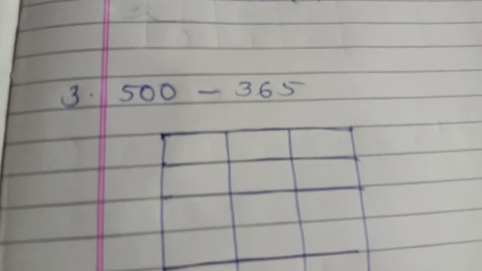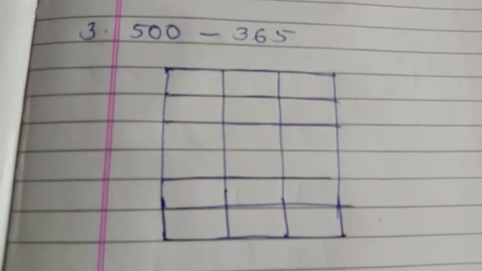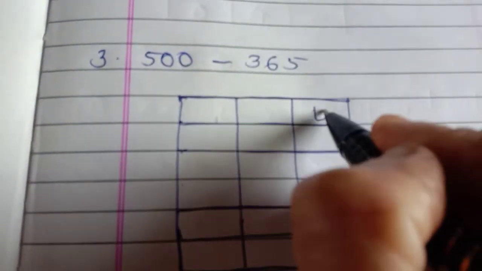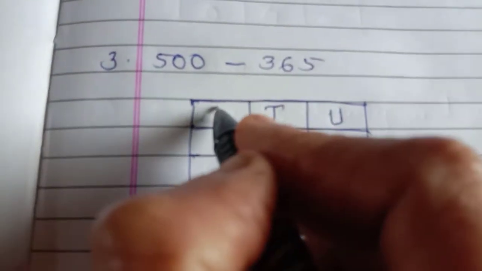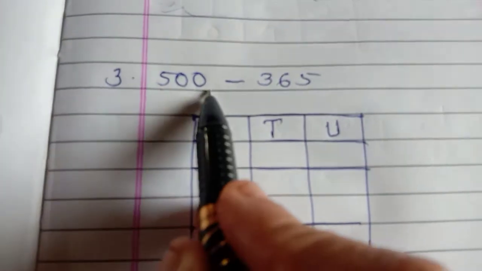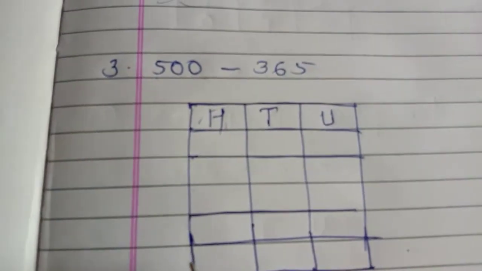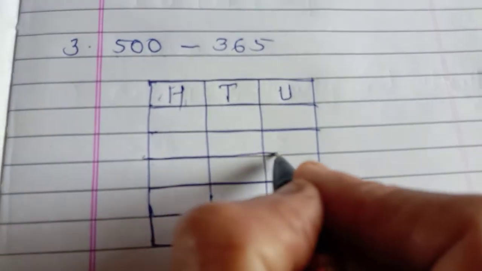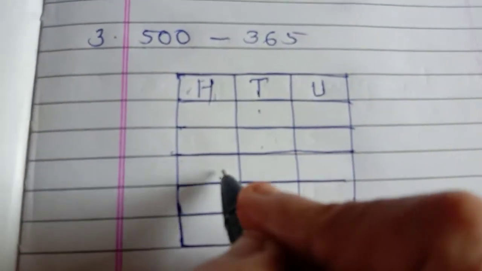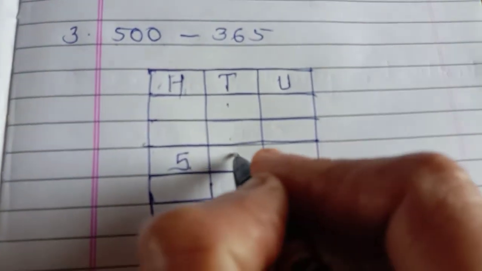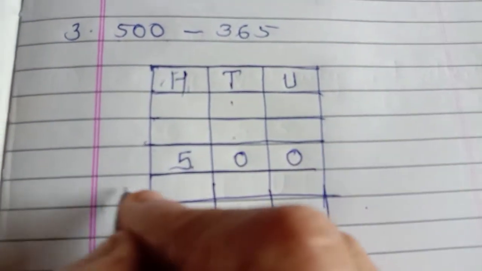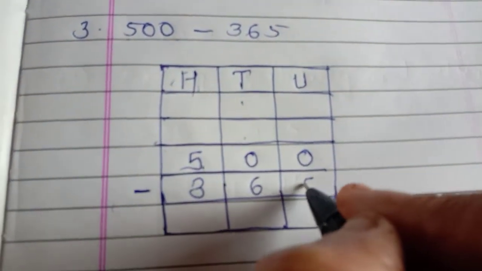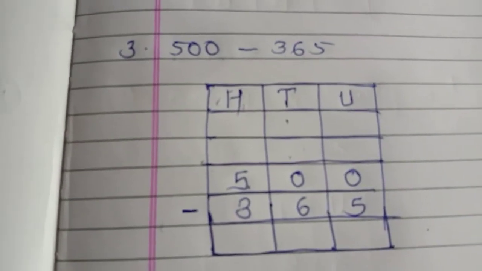Okay. Now look here. This is a little different. 500 minus 365. Okay. So you must leave 2 columns here. Then write your number. 500 minus 365. Look here. Pay attention here.